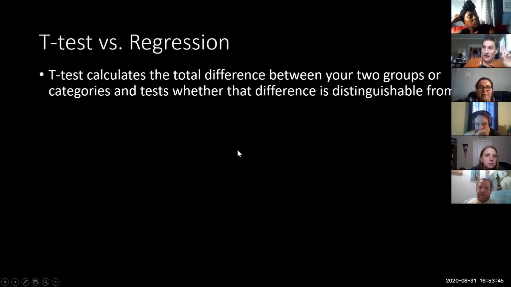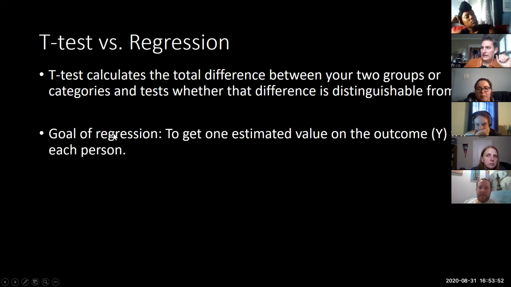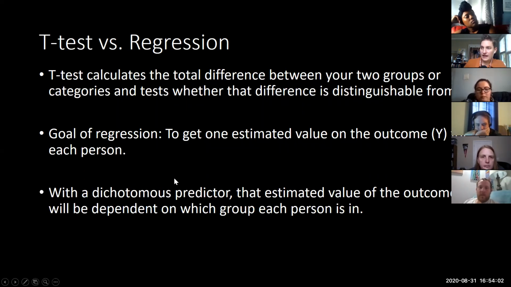Okay. I brought that up in order to show you how that plays out in a regression. So we have exactly the same thing. The goal of regression is to get one estimated Y value for each person in your data set. And you do that based on the X. With a dichotomous predictor, your estimated value of the outcome Y is dependent on which group that person's in. So in this case, it's either training group 1 or training group 2. If they're in training group 1, we'll give them one predicted value. And if they're in training group 2, they'll get another predicted value.